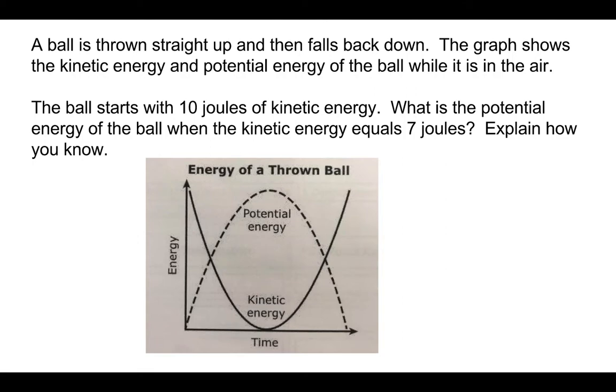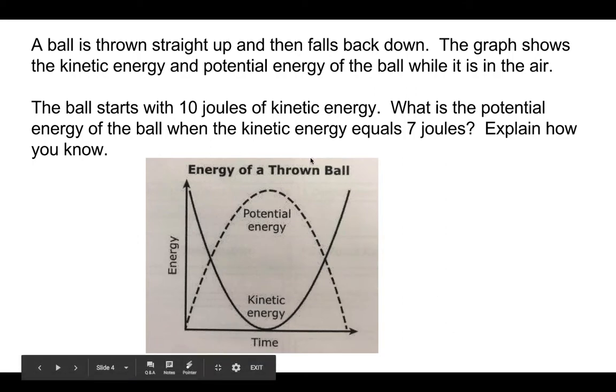Explain how you know. Let's take a minute to look at the picture right here. I'm going to pick up the pointer. The dashed line represents the movement of the ball and where it is. The solid line represents the amount of energy.